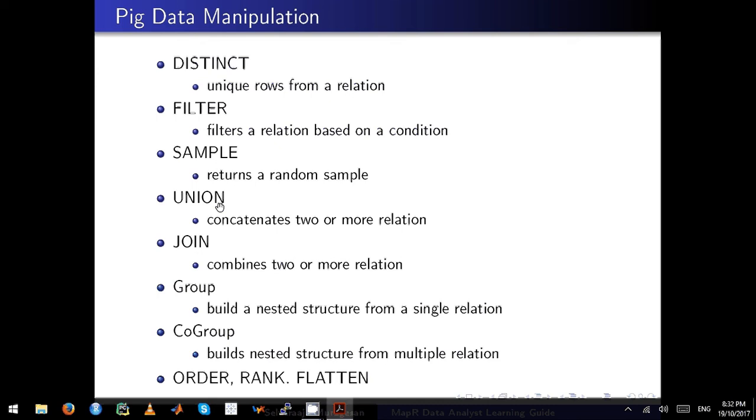Group is used if you try to build a nested structure from a single relation, and cogroup is used if you try to build a nested structure from multiple relations. The other data manipulation commands are order, rank, and flatten. I'll see you in the next video where I will talk about Hive. Thank you.